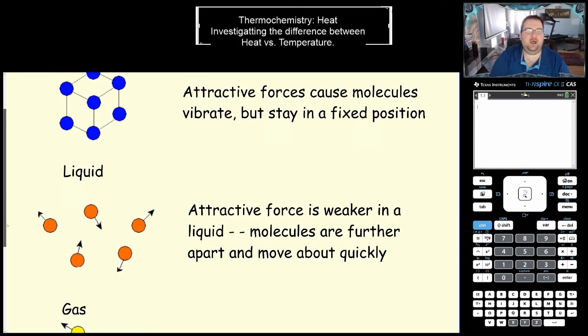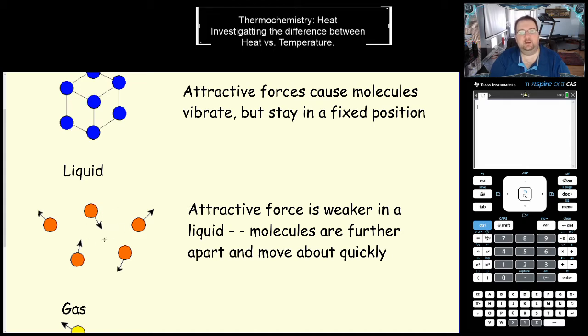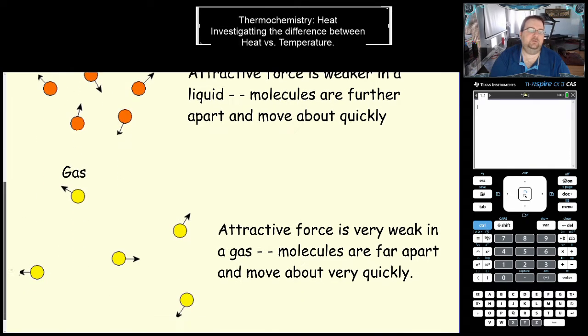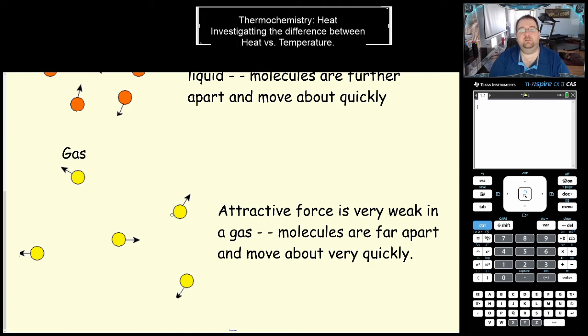Liquids, though, have weaker forces. So the forces between the atoms are a little bit weaker, allowing them to move around, right? So they're able to move apart from one another and move around quickly, which is why you can see liquids flowing. Gases have the weakest forces between them. So they're going to be further spread out, moving about much faster than liquids, and liquids move much faster than solids, the atoms I'm talking about. And that's because of the strength of the bonds between them.